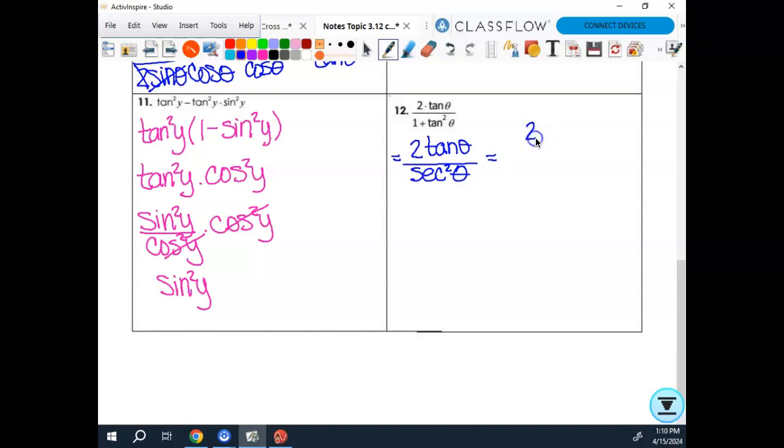So that 2 tangent theta could be 2 sine theta over cosine theta over, and then what's the reciprocal of secant? Secant is cosine. So this is 1 over cosine squared theta. So I have a fraction and a fraction, and I know none of us like the way that that looks, but it's not as bad as it seems. Exactly. So we just keep change flip. 2 sine theta over cosine theta times the reciprocal of the denominator, so that becomes cosine squared theta over 1.